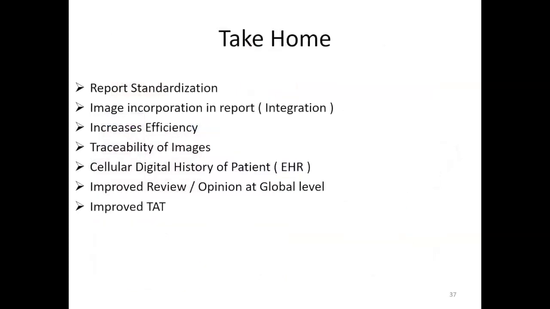So the take home message for digital microscopy is that the reports are standardized. There is image incorporation in the report. You can increase efficiency. You can trace the images. You can have a cellular digital history of the patient. You have improved review or opinion at a global level, and you have improved TAT.